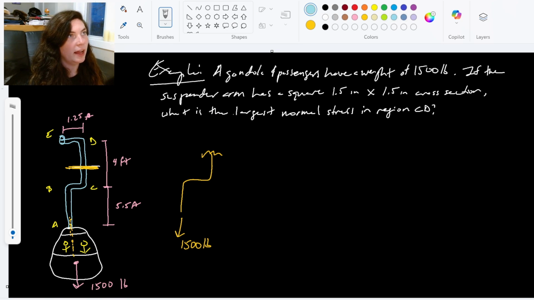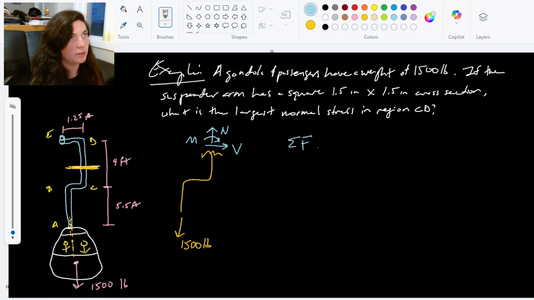So I've taken my cut, and I know that here I'm working in this kind of 2D problem space, so I really only have 3 internal forces that I'm looking at. I've got a normal force, N, I have a shear force, V, and I have a moment, M. Normal force, shear force, moment are 3 equilibrium equations we can apply to solve for these 3 unknowns. So we'll go ahead and do that.